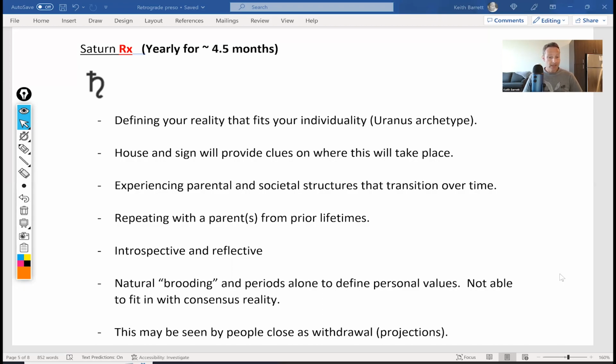The other thing is repeating with parents from prior lifetimes, right? So you may be picking up with your parents again to repeat, retrograde, your experience with them. And so you're just picking up where you left off to continue the dynamics, right? And I'd say with a Saturn retrograde, it's experiencing maybe similar type dynamics, and then through your life experience, releasing from anything that is no longer you or is honoring of all of who you are.